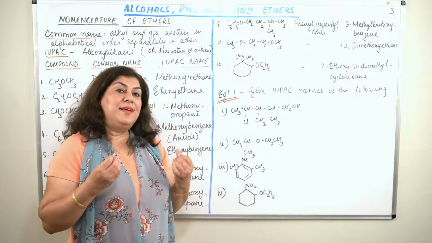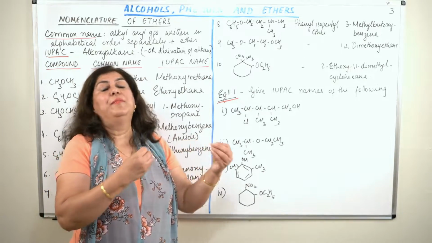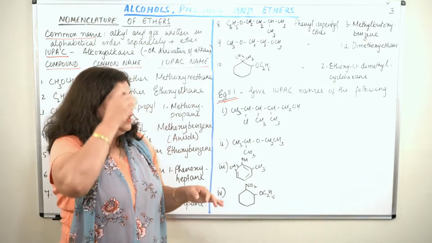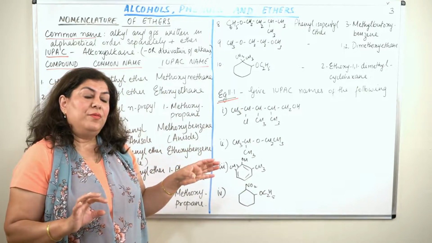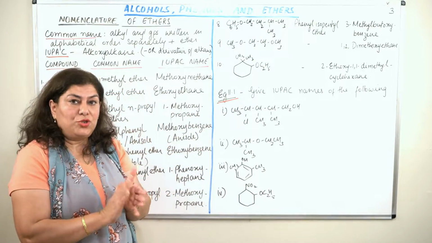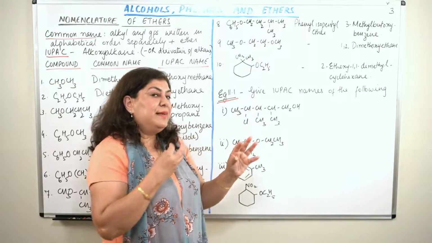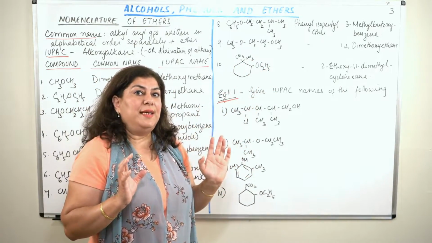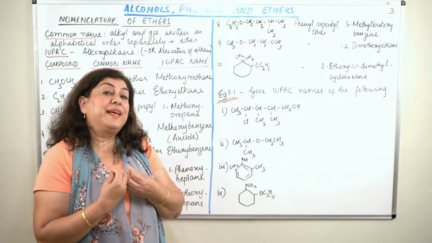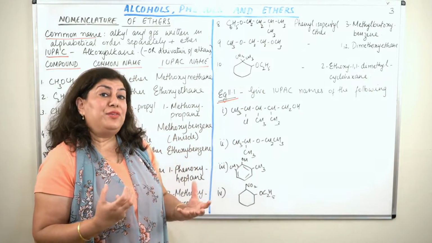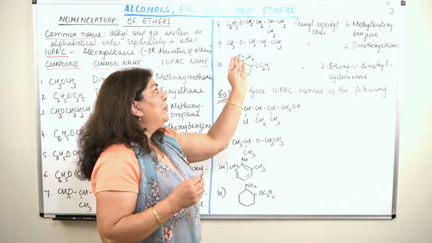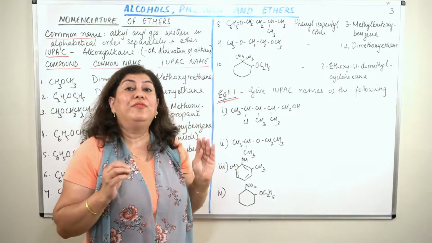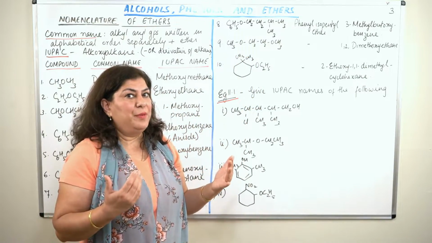we always write the prefixes in alphabetical order. When we are giving the locants, we follow the lowest sum of locants rule. But when we are writing the names, should we write both methyl and ethoxy? Both are written as prefixes. So which one do we write first? Do we write ethoxy first or do we write methyl first? We write it in alphabetical order.